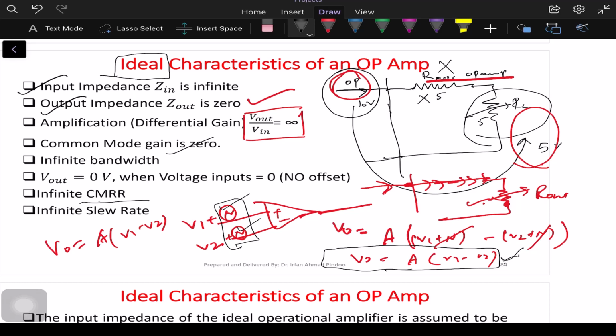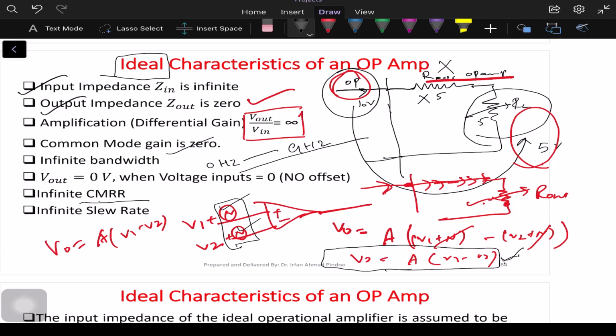Then we have infinite bandwidth. Infinite bandwidth means if we look at the op-amp, we can use it for any range of frequency of operation. Means we can use it for 0 Hertz also, and we can use it for as high as certain gigahertz also.